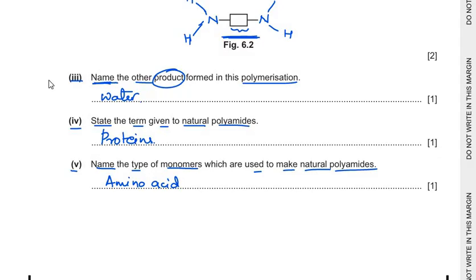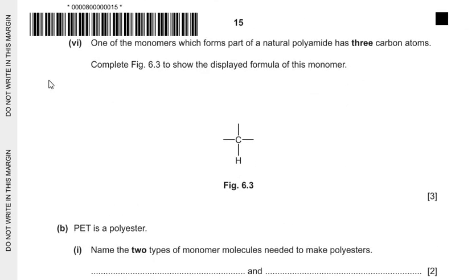Let's see what is the next sub question here. Okay, the sixth part. One of the monomers which forms part of the natural polyamide has 3 carbon atoms. Complete figure 6.3 to show the display formula of this monomer.